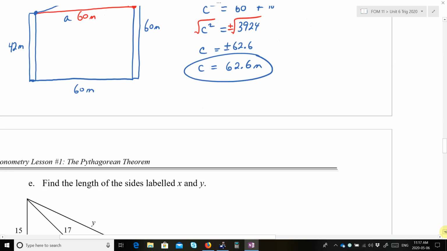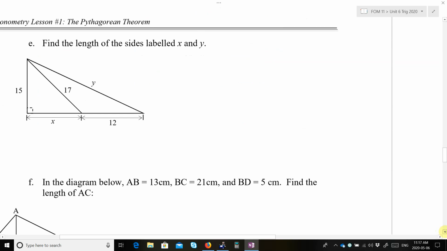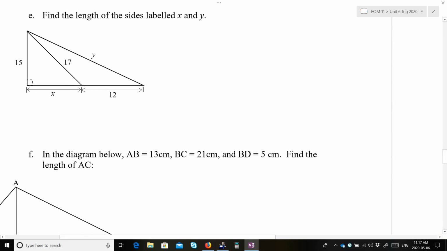Looks like 3 questions left here. Letter E wants us to find the length of the sides labeled X and Y. Well, I think X is easy enough because it's part of a 90-degree triangle. Y is actually part of the bigger 90-degree triangle. So X, first of all, that's the C. I would just go, this will be A, and this is B.